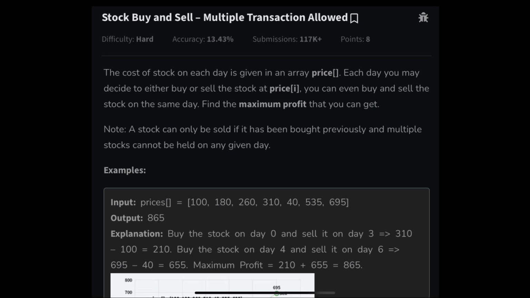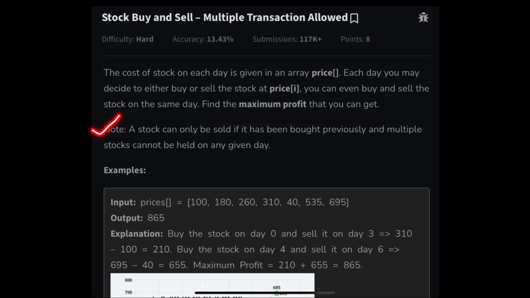The description says the cost of stock on each day is given in an array prices. Each day you may decide to either buy or sell the stock at the price of i. You can even buy and sell the stock on the same day. Find the maximum profit that you can get. So we have been given an array of prices on each day. Either we can buy or sell the stock at the price of i, and you can buy and sell the stock at the same price. So it's pretty self-explanatory. We need to find the maximum profit that we can generate.